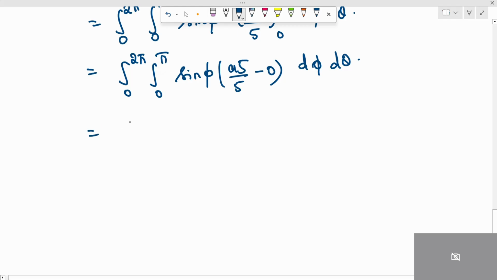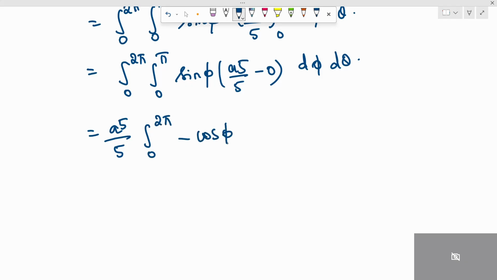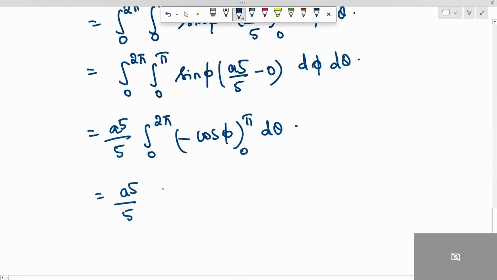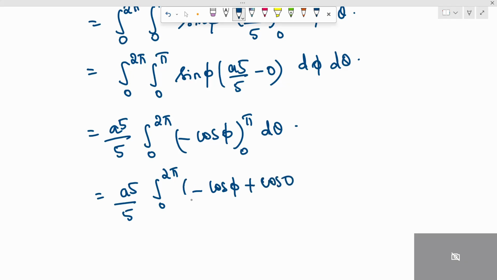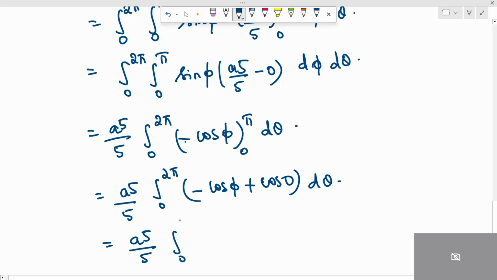Here 1 by 5 is constant, a power 5 is also constant, take them outside. Integral 0 to 2 pi, the integral of sin phi is minus cos phi with the limit 0 to pi, d theta. So a power 5 by 5, integral 0 to 2 pi, minus of cos pi, minus of minus cos 0, which is plus here, because one negative sign is there, and in the lower limit one negative sign will come, so it will be positive. A power 5 by 5, 0 to 2 pi.